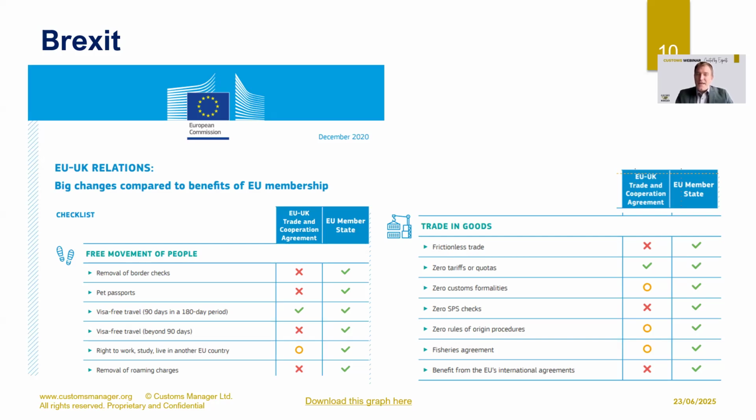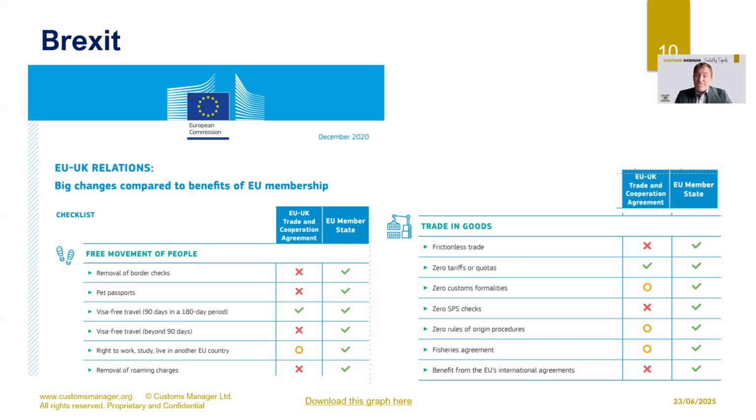For me, nothing explains better the impact of Brexit than a simple graph such as this one, published in December 2020, and it really shows you what it means to be an EU member state and what it means to be a non-EU member state. On the left, you will have all the things that matter to day-to-day people. And you can see all the rights we have as EU citizens and what the EU-UK Trading Cooperation covers and does not cover.